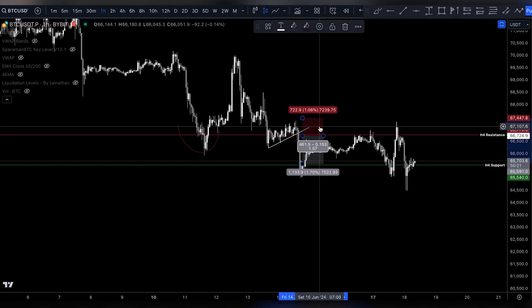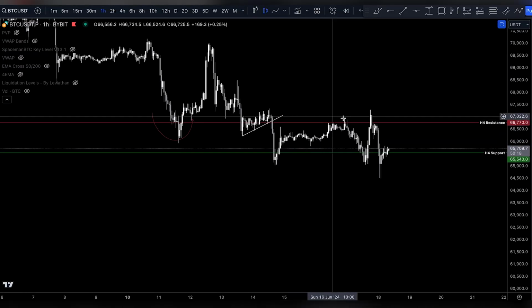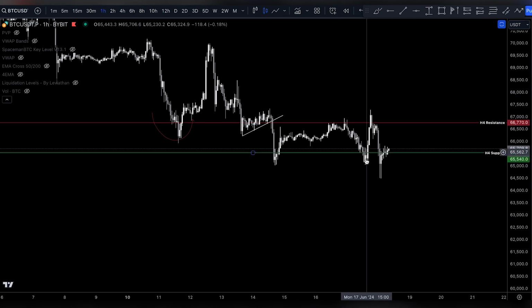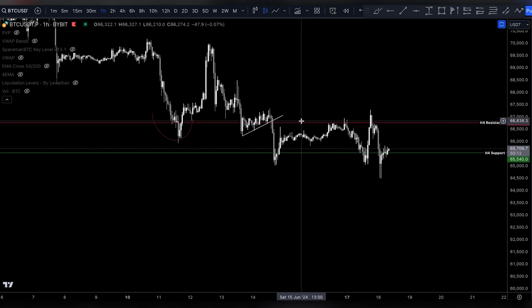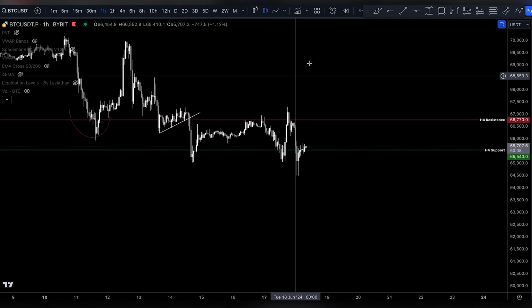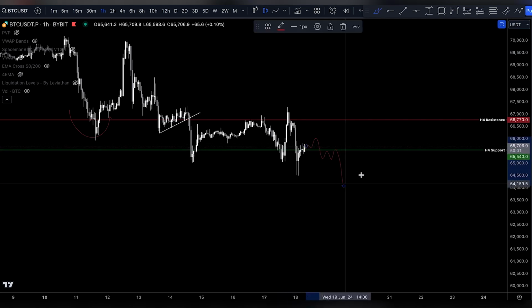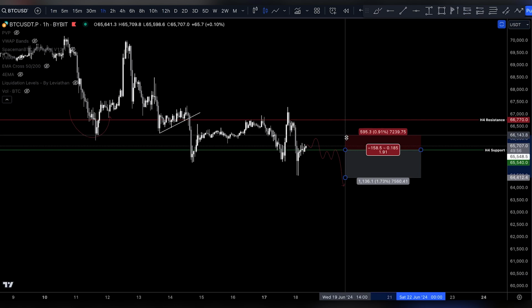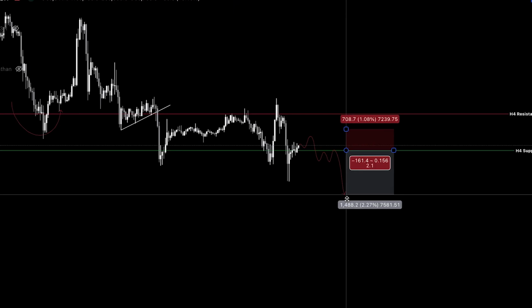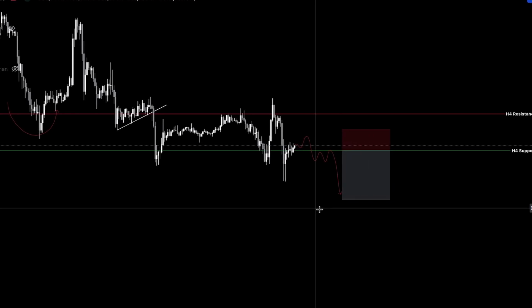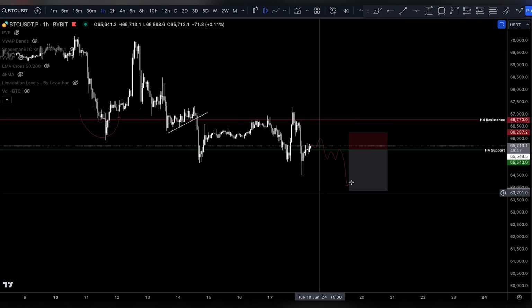So these are different ways that you can play either a rejection at resistance, play for a bounce at support, or you can look to play a flip of the level. Let's take a look here. Say price was to do something like this, and then you get a rejection here. You can look to short this loss of the level and then target wherever the next H4 support is, right? Or a sweep of this, or however you want to play it.